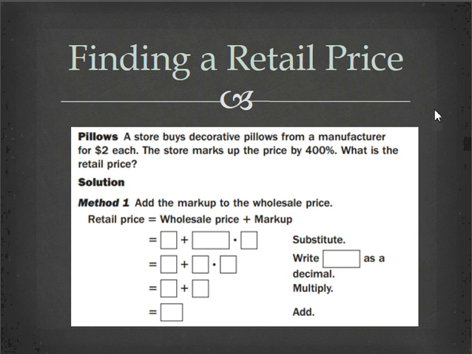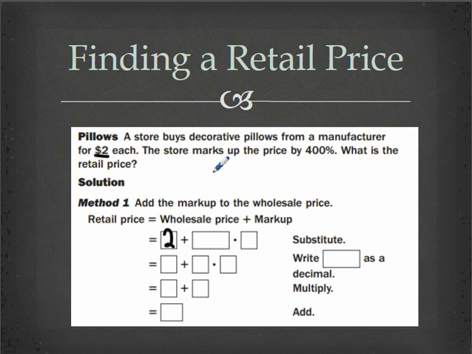Okay, we're going to be finding a retail price. So a store buys some decorative pillows from a manufacturer for about $2 each. The store is going to mark up that price by 400%. What is the retail price? So we're going to walk through the solution. We know that they're paying $2 each. So we're going to put our actual wholesale price here.